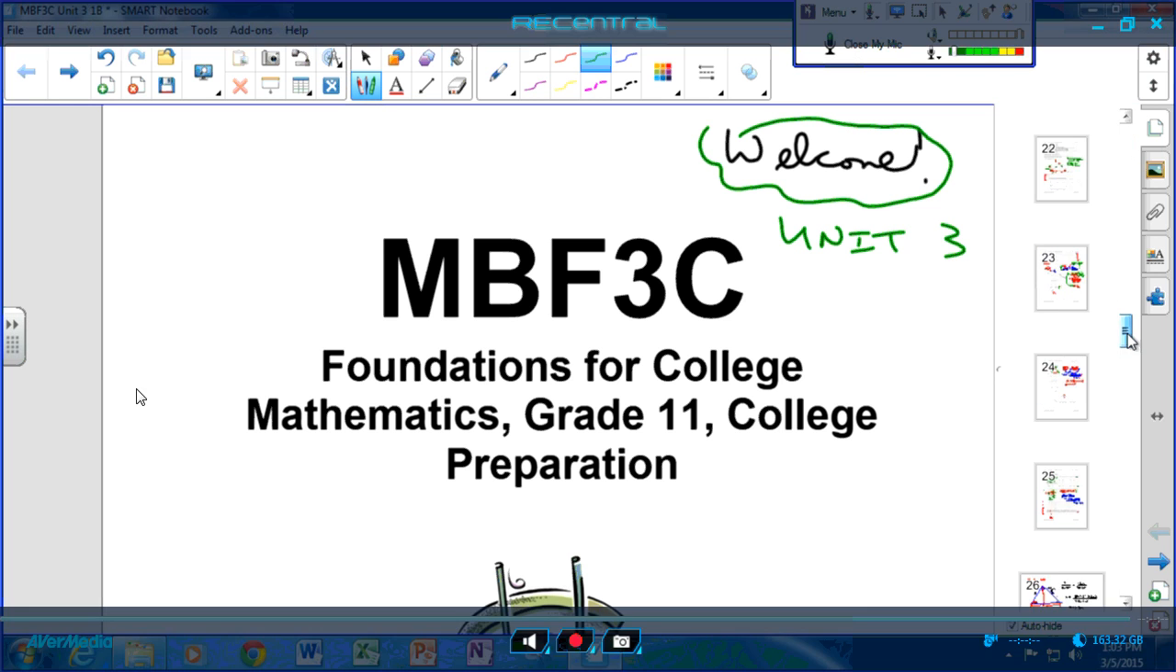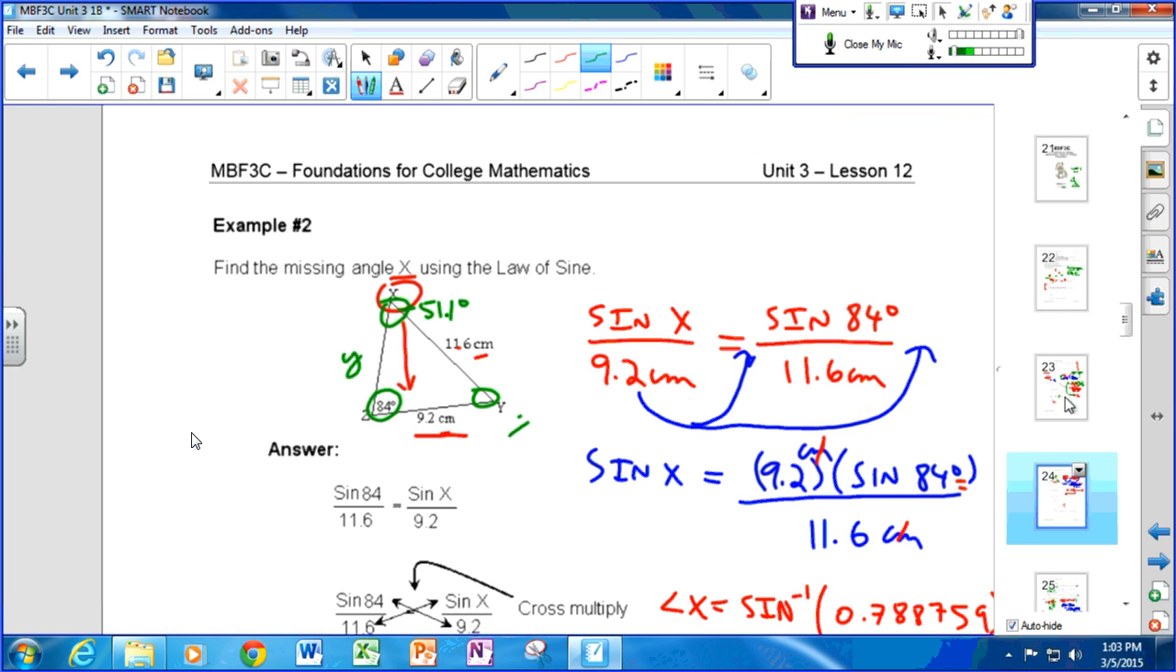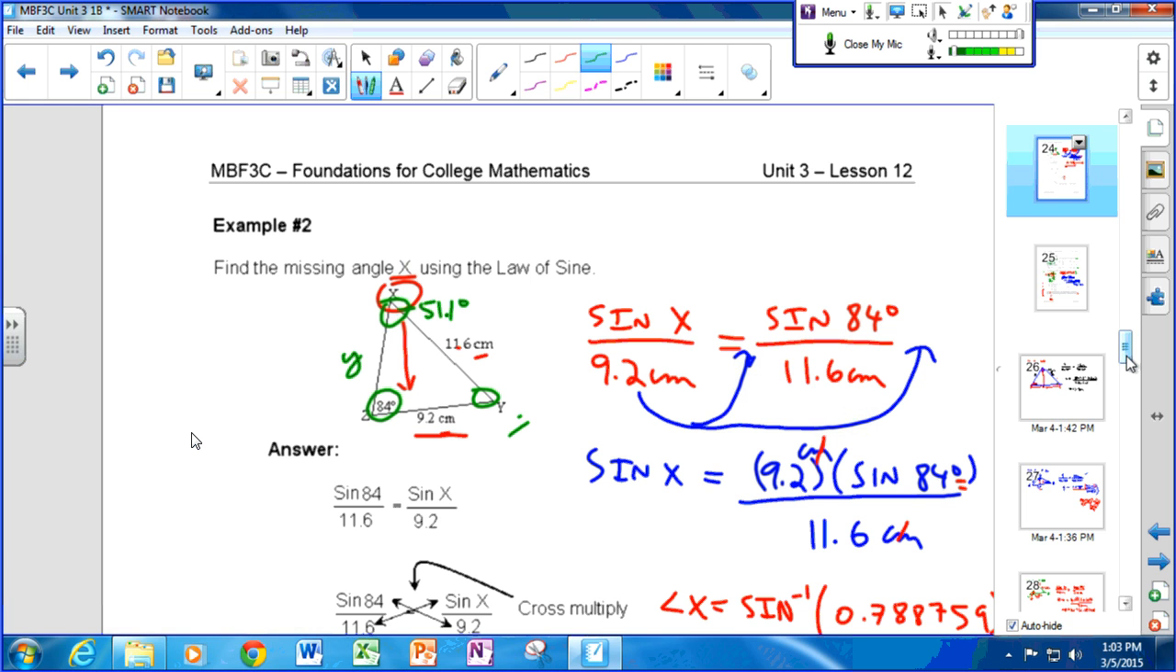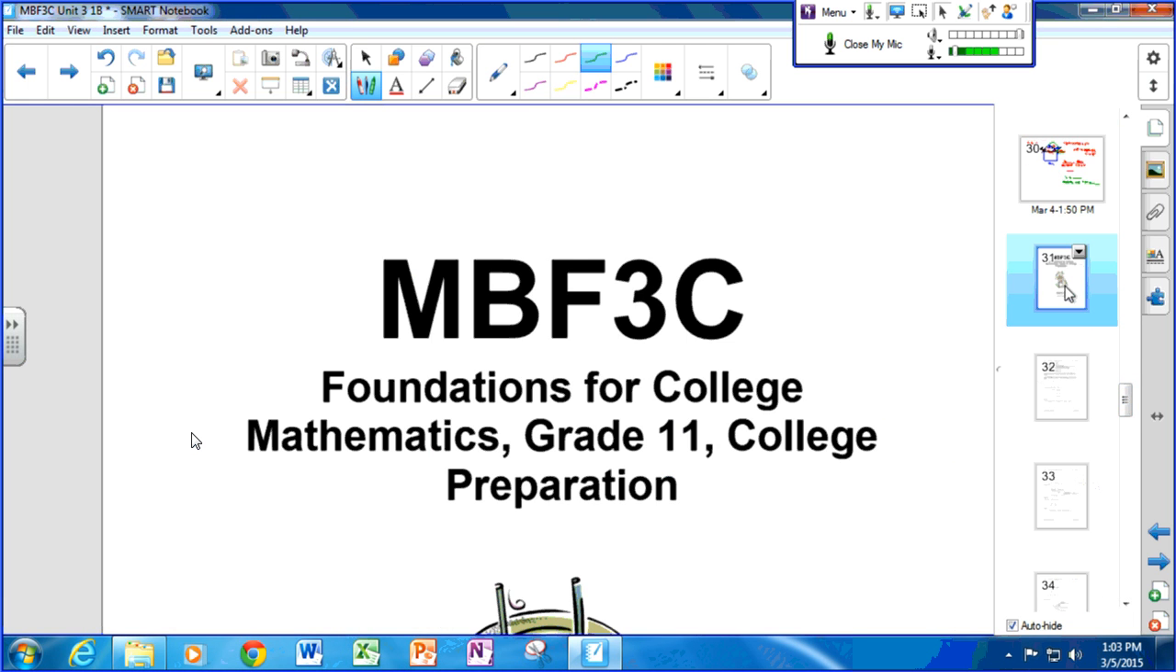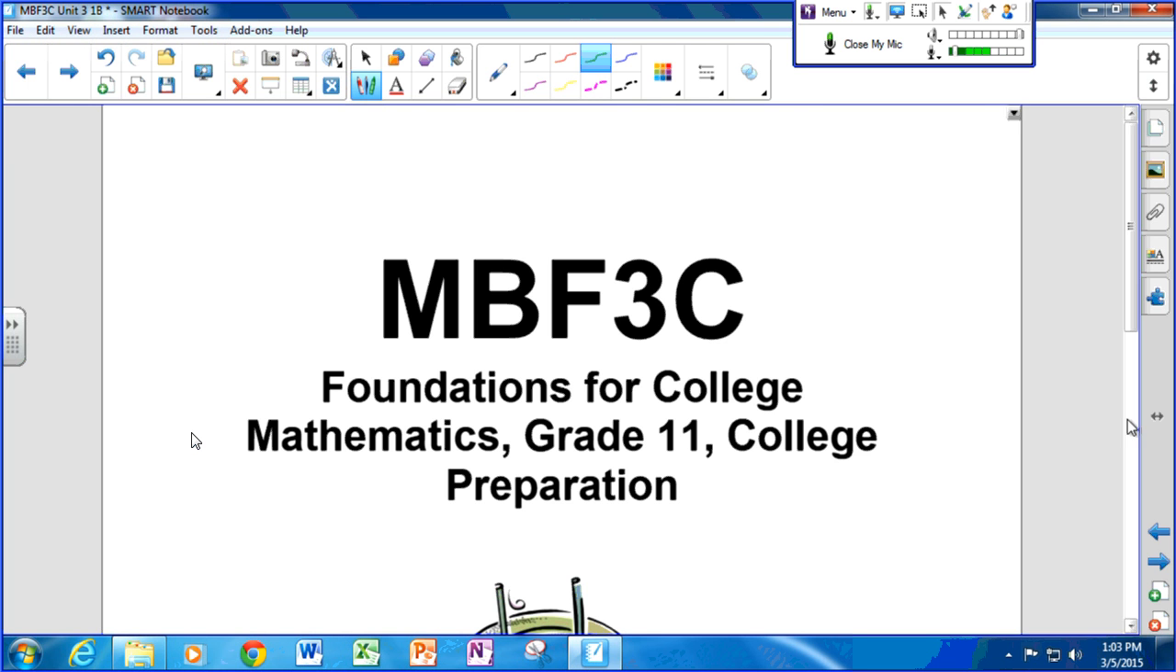We're going to wrap up Unit 3 next week, so make sure that you have a copy of Unit 4, the last unit in the course. You're going to need that, probably on Thursday. We'll see how things go.